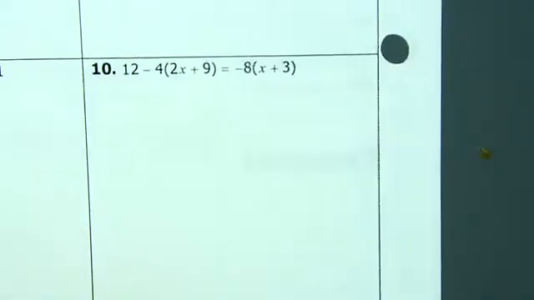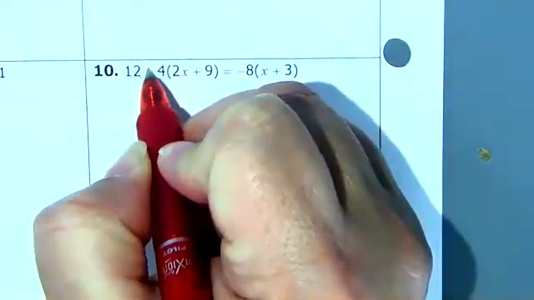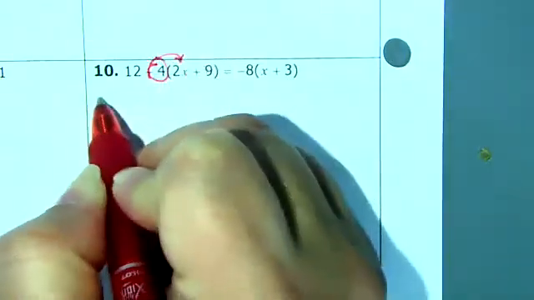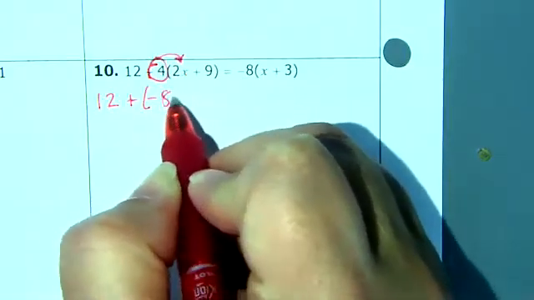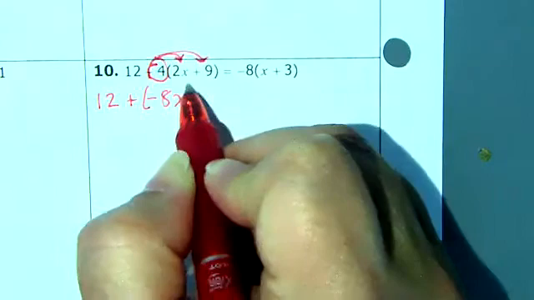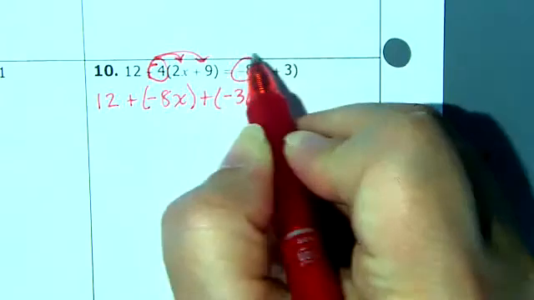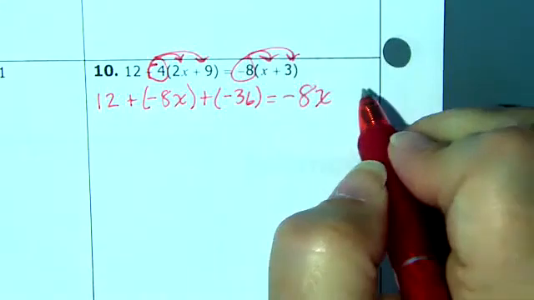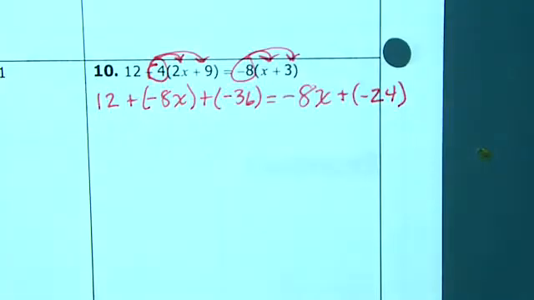All right, here we go. So moving right along, number 10. I chose this one because I wanted to make sure that we understood this is 12 minus 4. I have to do plus a negative because I've got to distribute the negative to everything inside here. So I'm now going to have 12 plus negative 4 times 2x. That's going to give me a negative 8x. Then I have negative 4 times 9. So that's going to give me plus negative 36 equals distributing the negative 8. So that's going to give me negative 8x, negative 8 times 3. So that's going to give me plus negative 24.